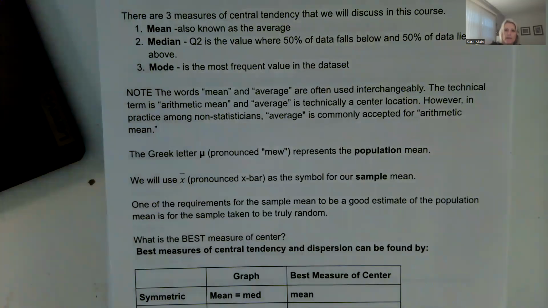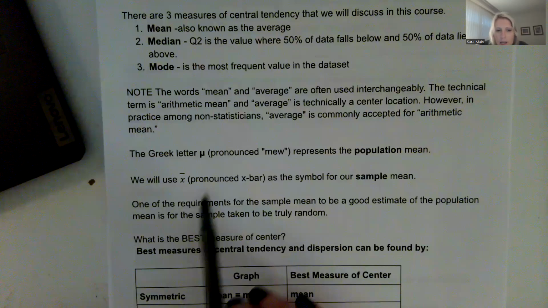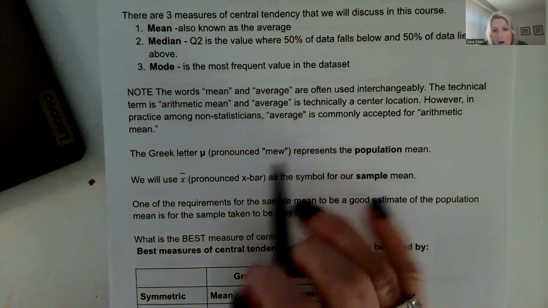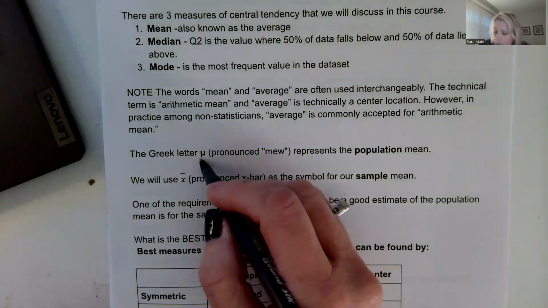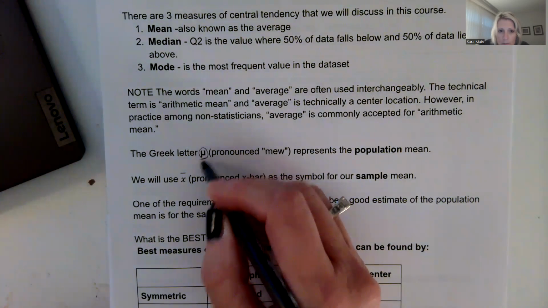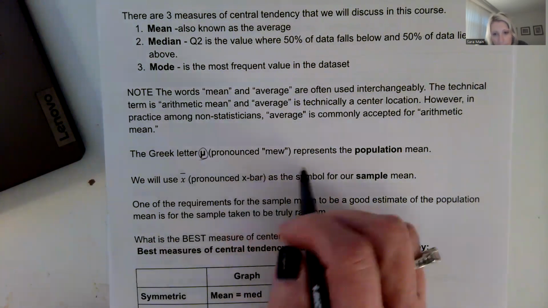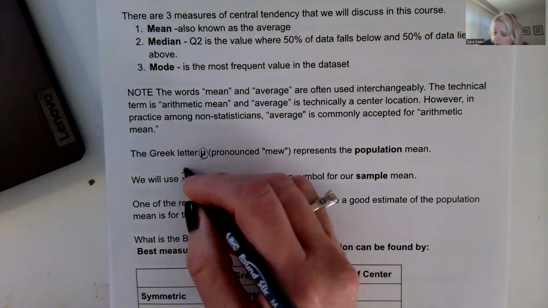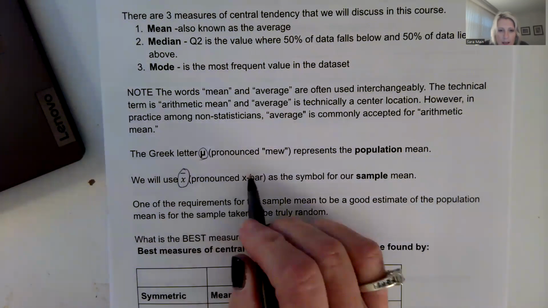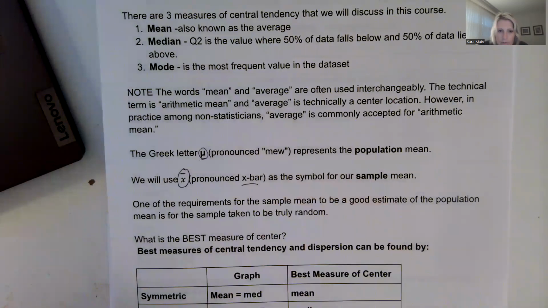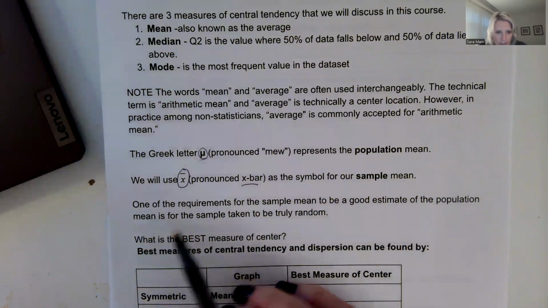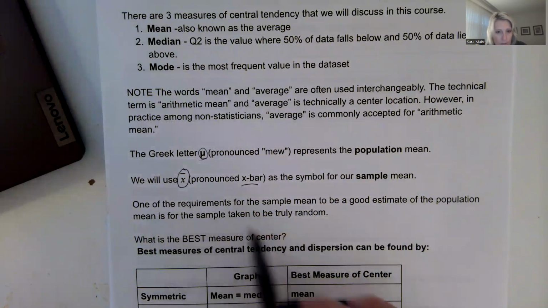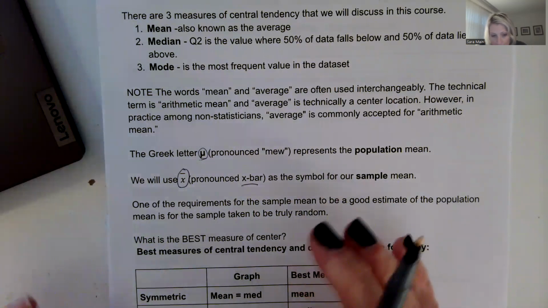Now, some symbols for these. For a population mean, when we have all of the data values of everyone in the population, we're going to use the Greek letter mu. If we have only sample data, the sample mean is described with this symbol here, and we pronounce that X bar. One of the requirements for the sample mean to be a good estimate of the population mean is for the sample to be taken by truly random methods.